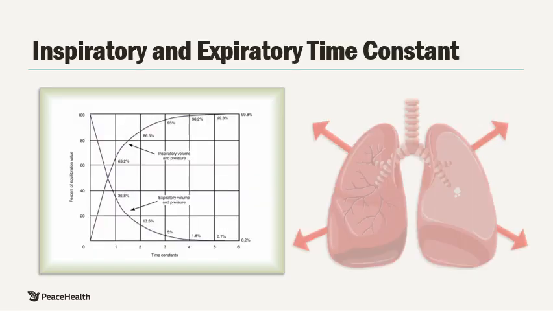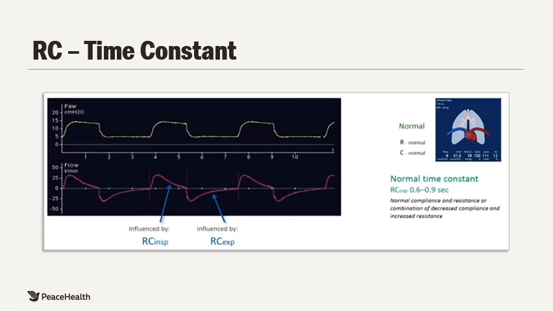The associated graph here shows the respiratory time constant can be applied to the inspiratory cycle and the expiratory cycle, with a total of 3 time constants to achieve complete inhalation or complete exhalation. Here we're looking at the flow waveform and the portion of the breath with their corresponding time constants. RC insp and RC exp are monitored values for the inspiratory and expiratory time constants.